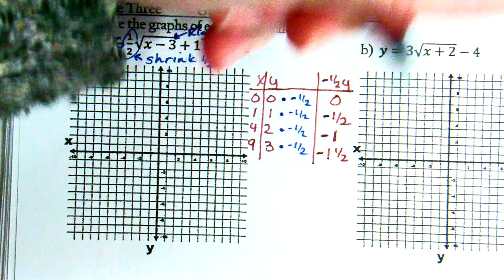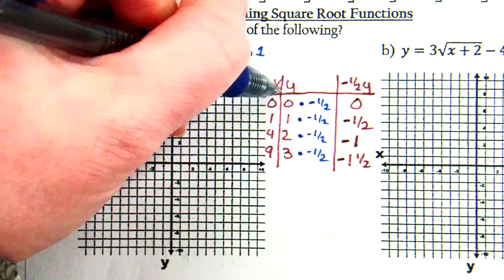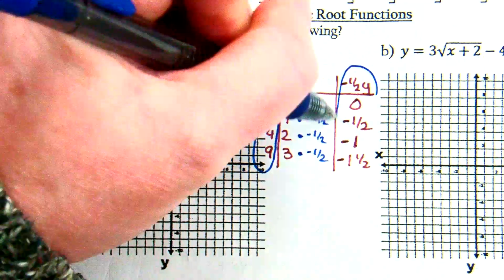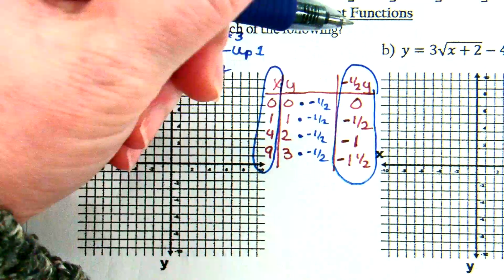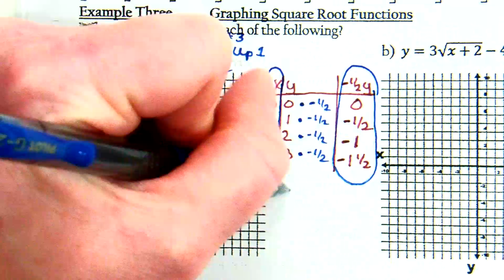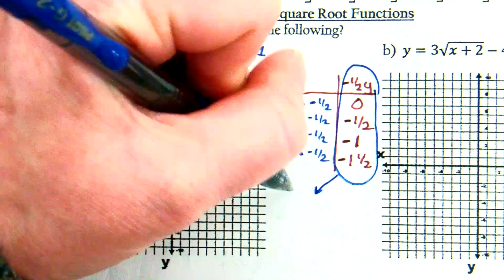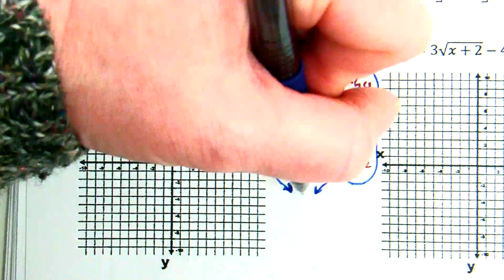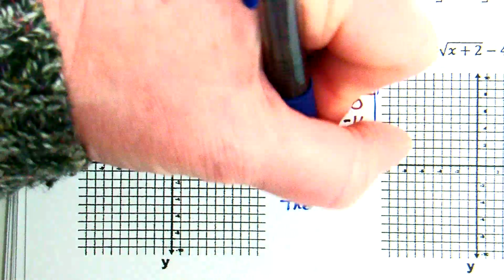So the idea of what we're going to do here, notice I didn't change the x values. We're going to take our original x values and our new y values, and we're going to graph them as one set of ordered pairs. And then after we do that, then we can do our right 3 up 1. So I'm writing that down.